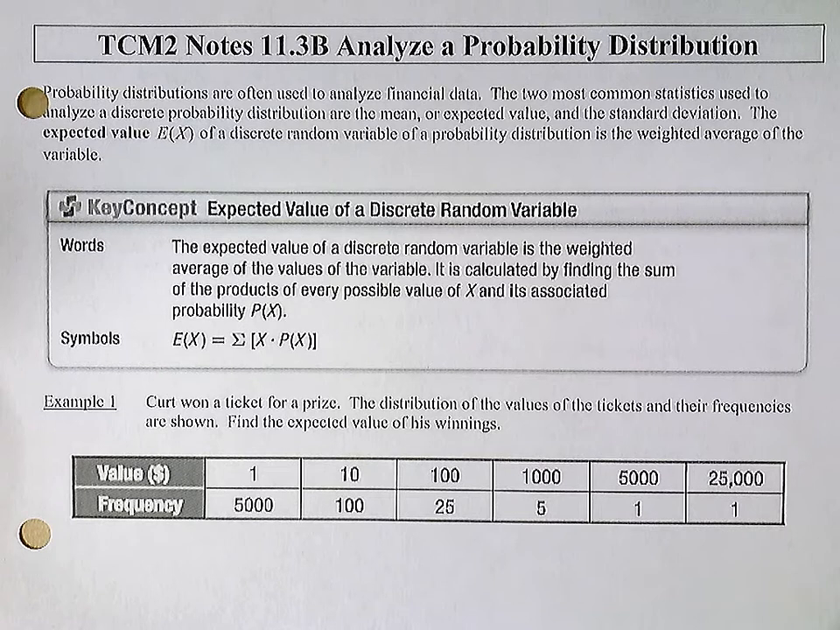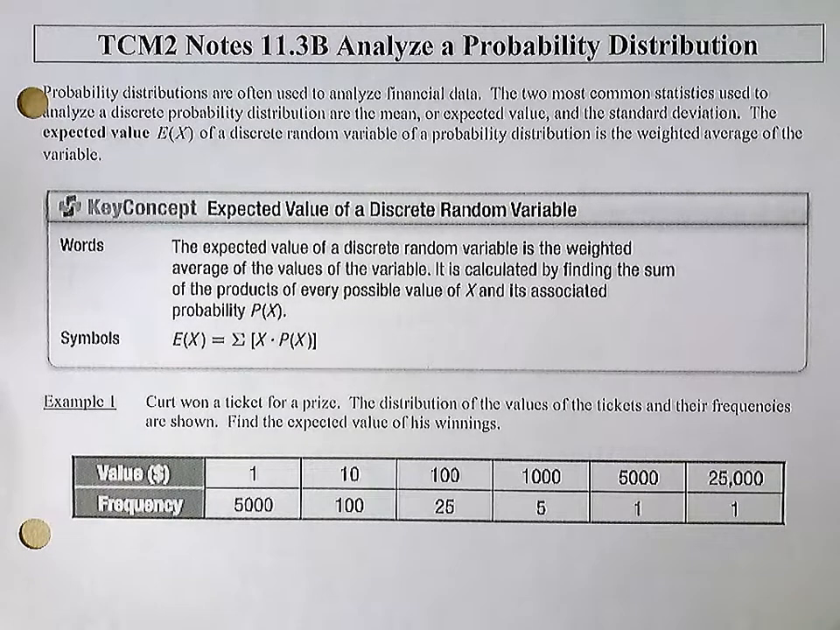So now we're going to go over the expected value of a probability distribution and the standard deviation. Probability distributions are often used to analyze financial data. The two most common statistics used to analyze a discrete probability distribution are the mean or expected value and the standard deviation. The expected value, E of x, of a discrete random variable of a probability distribution is the weighted average of that variable.